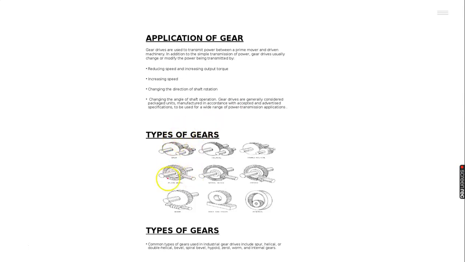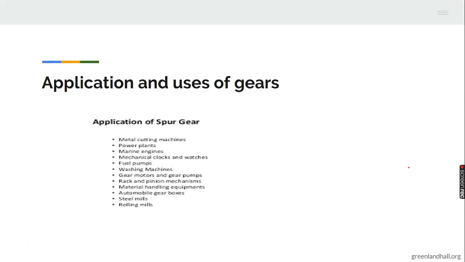So you can see several types of gear here. Okay, you have them as I showed you earlier on. You have the spur, you have helical, you have the double helical, you have the bevel, you have spiral. In short, there are many. So I just wanted you to try to do research and know more about all these things. So application and uses. Under application, we'll look at several applications. You know, metal cutting machines. There is a kind of gear that is inside those kinds of machines. It's called spur gear. You can see it in your marine engine, in power plants, in mechanical clocks and wristwatches.